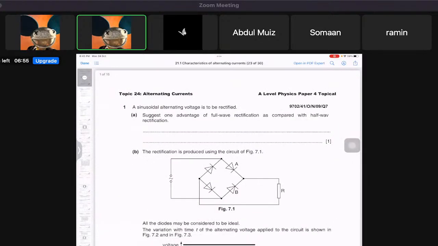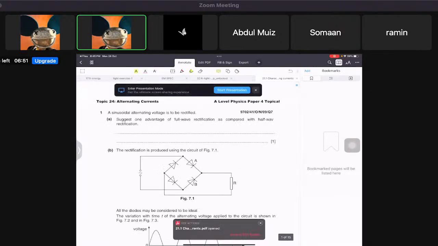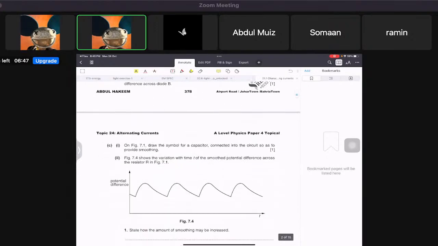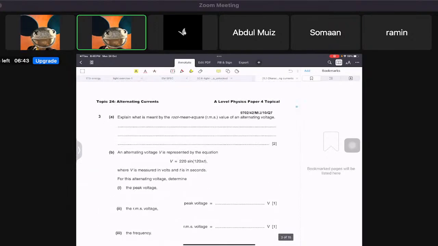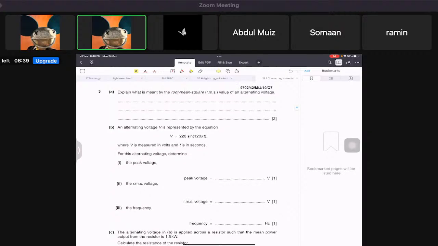Characteristics of current. Okay, that's fine. So this question, this is rectification, we'll do it, don't worry. Now this is the question I want to explain to you. It's pretty simple. It is exactly like we've been doing.